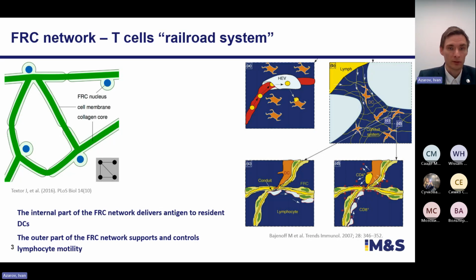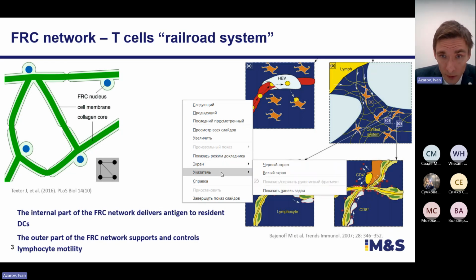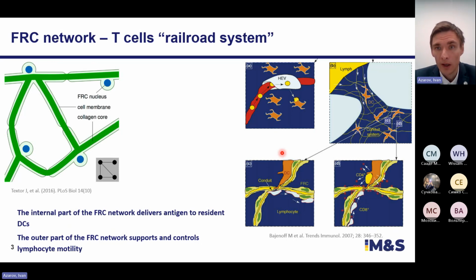The internal part of the network plays the role of, we can say, tubes, and antigens move in these tubes to the dendritic cells. You can see on the right picture, I will use the pointer, how antigens, the yellow dots, move inside these structures to dendritic cells. A dendritic cell can be anchored on this system and wait for more motile cells like T cells or B cells.